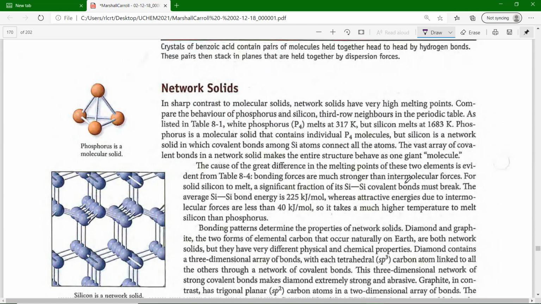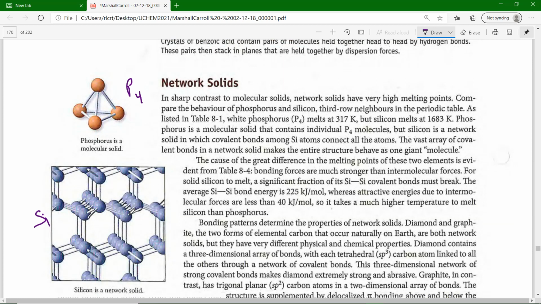Okay, then we go to network solids, which are interesting in their own right. They have very high melting points in contrast to molecular solids. So phosphorus is a molecular solid, P4, whereas silicon is a network solid. So you have this repeated system. You see a whole bunch of silicon in there. Covalent bonds among silicon atoms connect all the atoms. Some people call a network solid a giant molecule.